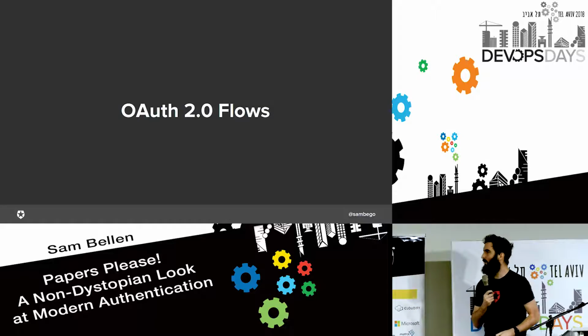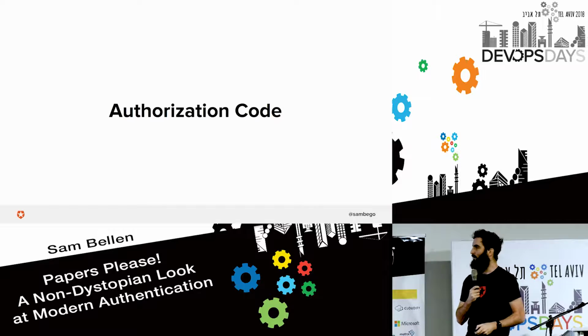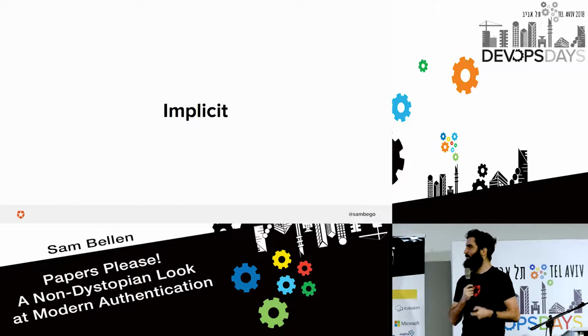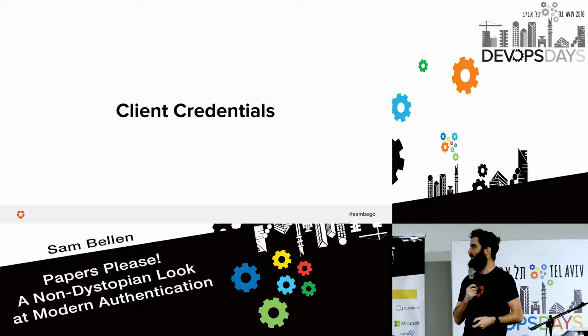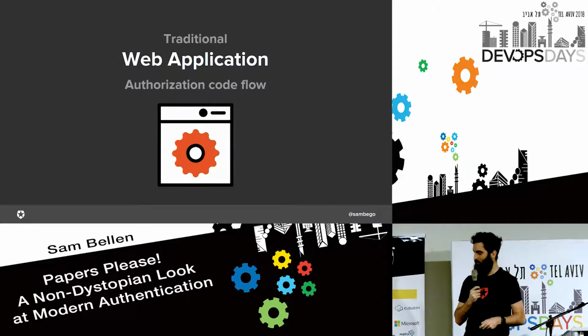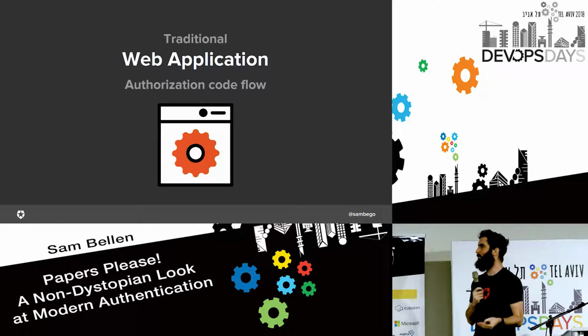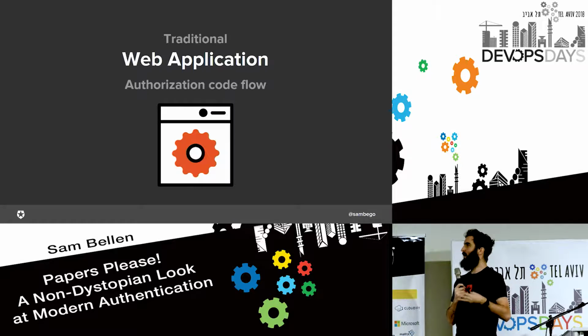Let's look at a few of the OAuth flows. You have the authorization code flow, the authorization code with Proof Key for Code Exchange (PKCE) flow, the implicit flow, and the client credentials flow. So let's look at traditional web apps. These are the web apps which are generated on the server. The server just returns HTML. All the logic is in the backend. It's done on the server. Authorization is also done on the server. And this one uses the authorization code flow.